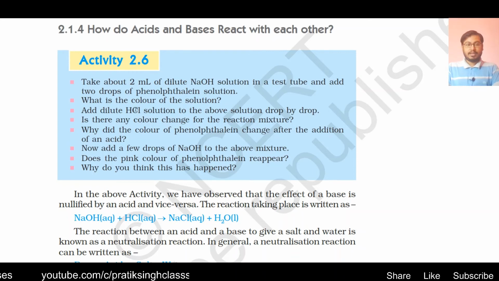Take about 2 milliliters of dilute sodium hydroxide solution in a test tube and add 2 drops of phenolphthalein solution. So what you have to do here is, in a test tube, take dilute sodium hydroxide solution, meaning sodium hydroxide plus water.